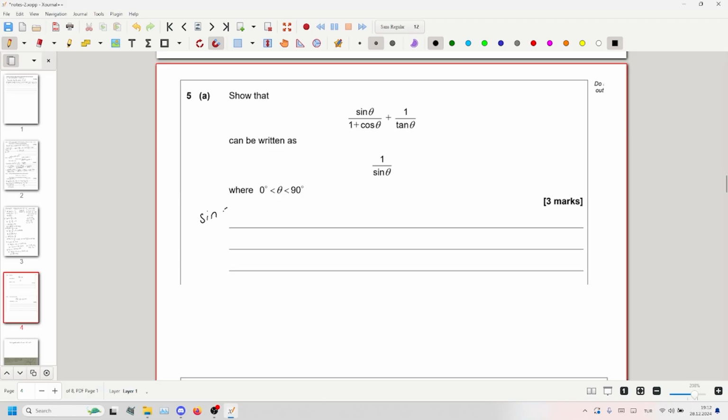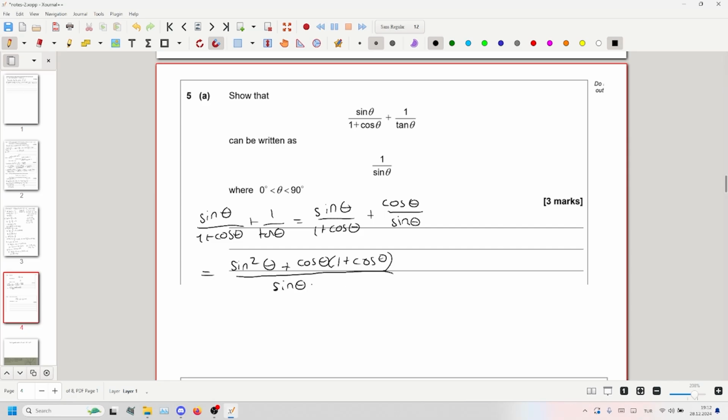Okay, so we can write this expression above as the sine of theta divided by 1 plus cosine theta, plus 1 over tangent of theta. And that's just 1 over tangent, which is cosine theta divided by sine theta. And I'll just expand everything here. So we'll expand this by sine, so that will be sine squared theta. And then we can expand this by 1 plus cosine theta, so that will be cosine theta multiplied by 1 plus cosine theta. And all this will be divided by sine theta multiplied by 1 plus cosine theta.